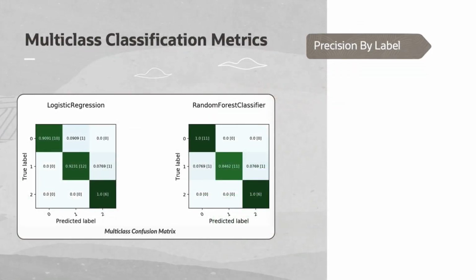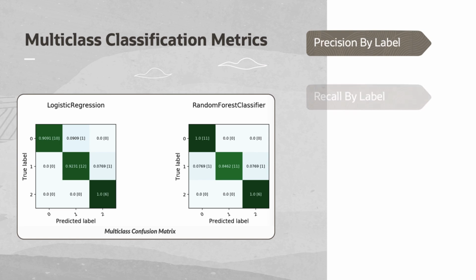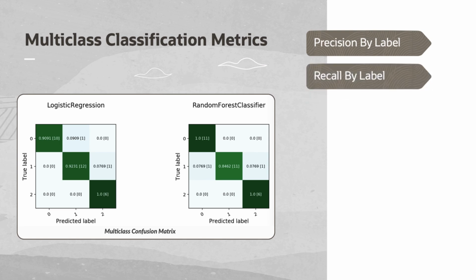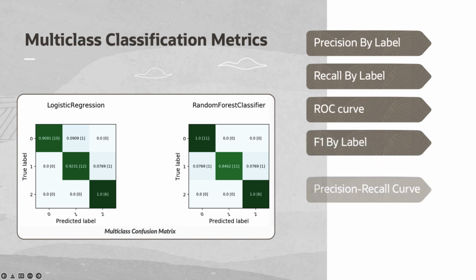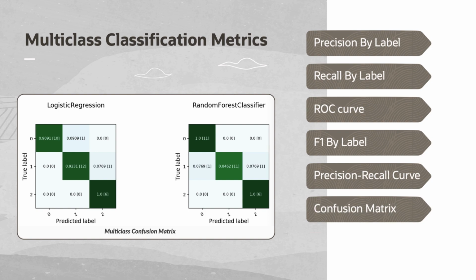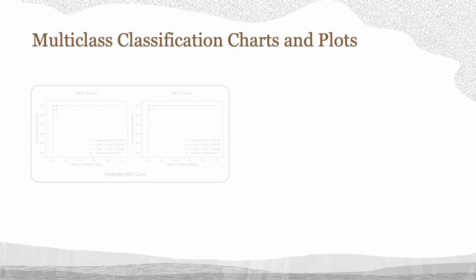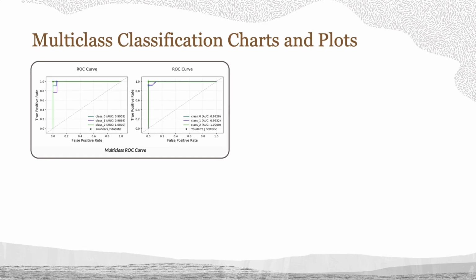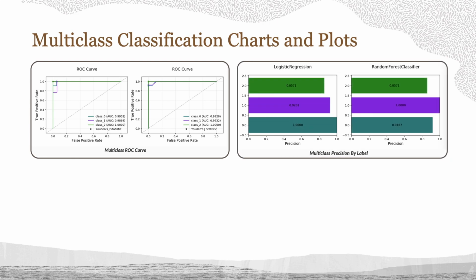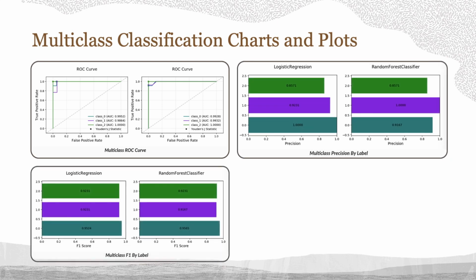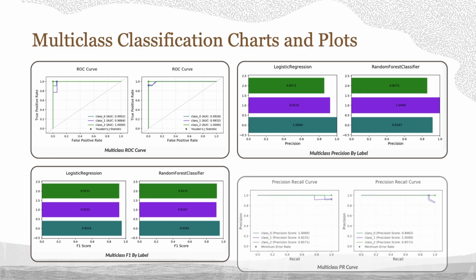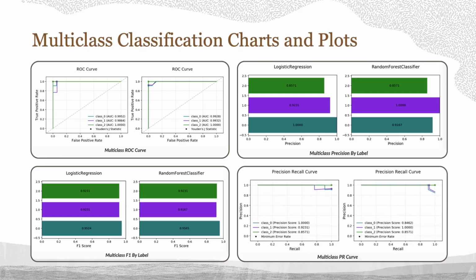You can also show different charts and plots as earlier using the evaluator.show_in_notebook function. You can see different metrics and charts, how it looks. On the right side you have the list of the charts. These are some of the charts and plots from multi-class classification. You can see multi-class ROC curve, precision by label, again F1 by label, and multi-class PR curve.